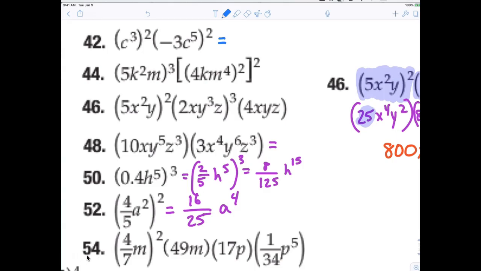Final answer, Miss Vaughn. What is it? 9c to the 16th. Beautiful. 9c to the 16th. All right. Everybody pretty clear on this now? Does everybody see what I'm saying? It's not that bad. It requires some practice.